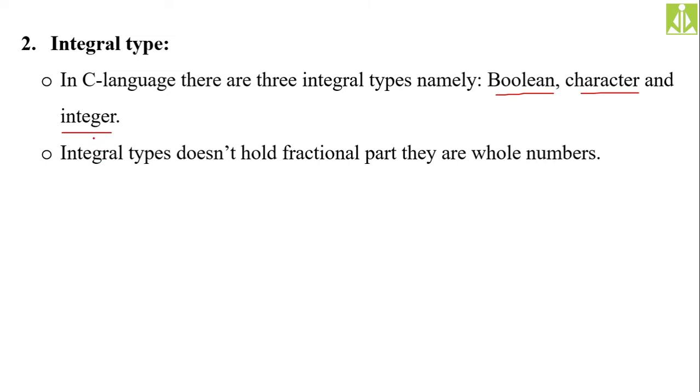Okay, so when you're taking integral types into consideration, you can store only whole numbers. You cannot store the fractional part, as you can see over here. We cannot store the fractional part in an integral type; we can store only whole numbers. Hope you understood what is a whole number and what is a fractional part.